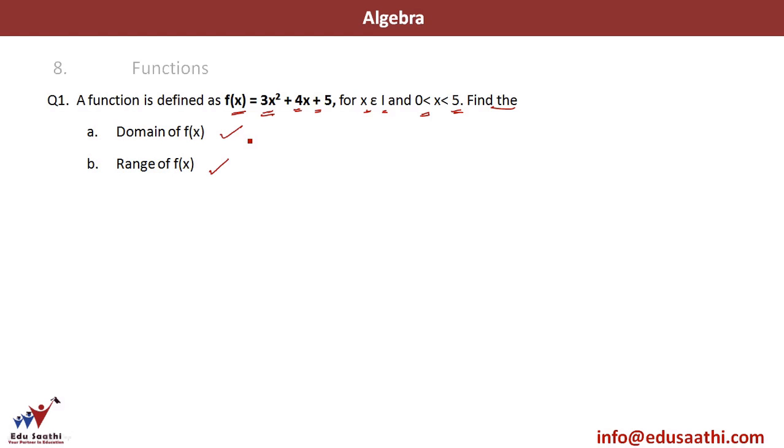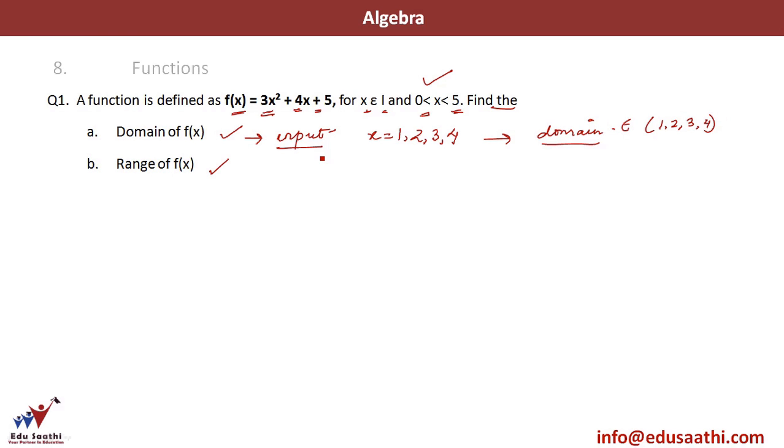Domain is all the set of input values. Now, if you look at a condition which is there, x could be equal to 1, 2, 3 and 4. So this is your domain. Domain is 4 values, x belongs to 1, 2, 3 and 4. This is what your domain is.